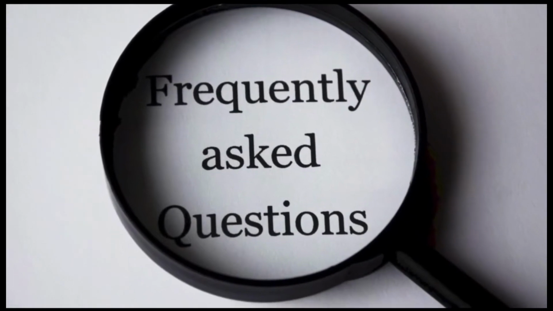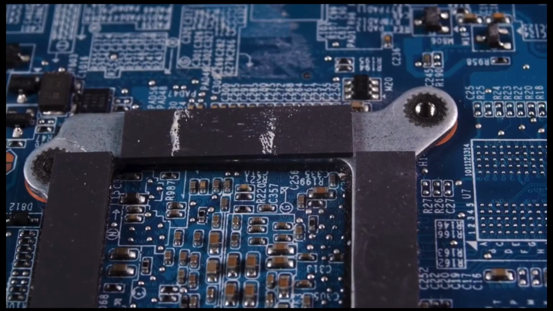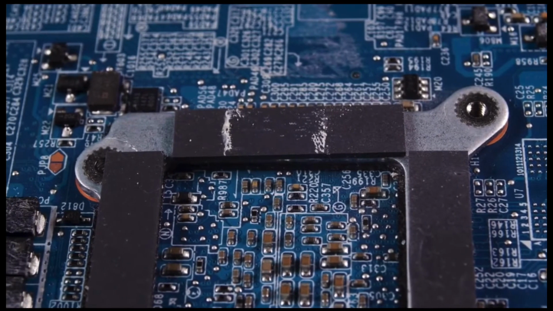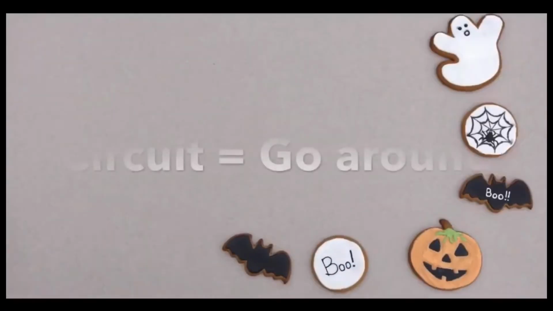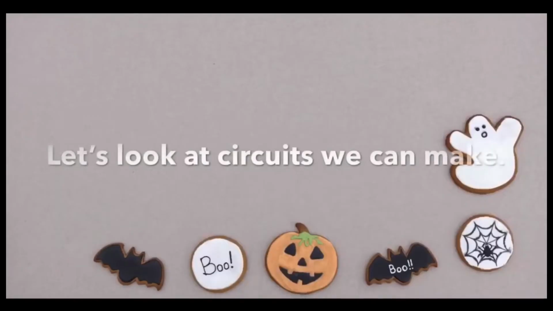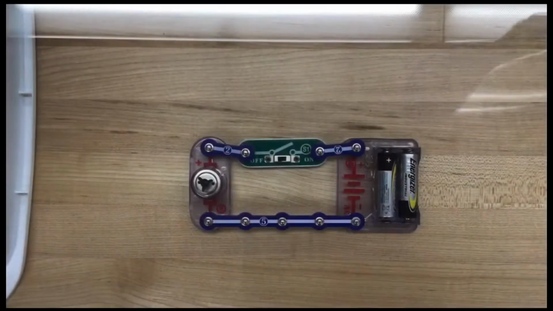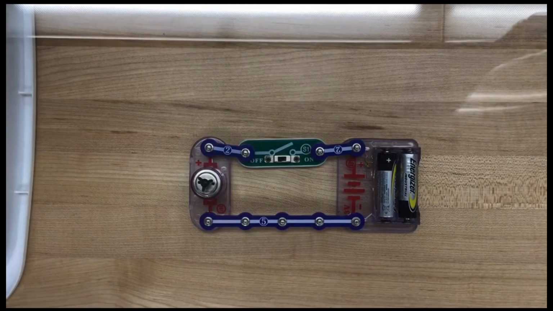People ask, how does electricity work? Well, we put it into circuits, but they don't have to be this complicated. Circuits just means it goes around. Electricity goes around and around. Here's a simpler circuit. All right, so here's a circuit we can make at school with snap circuits. Now, this is a simple one.